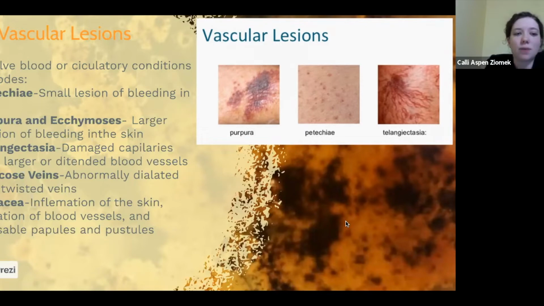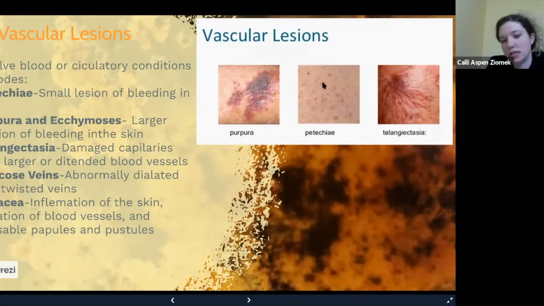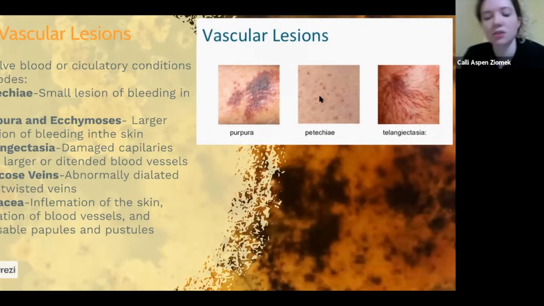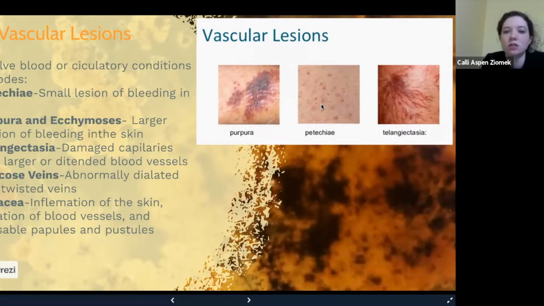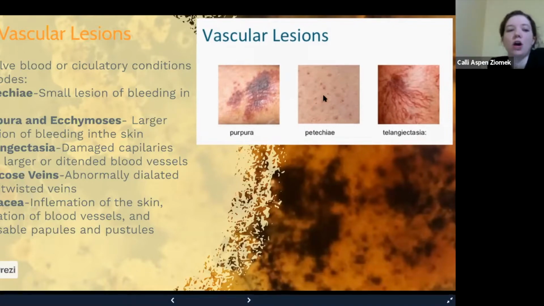So you have petechiae, which is a small lesion of bleeding in the skin. So you can see it in this second picture with these little red dots. So this is generally caused by a small irritation, such as shaving or something like that. You'll get like strawberry legs, that type of thing. But it generally will go away on its own.